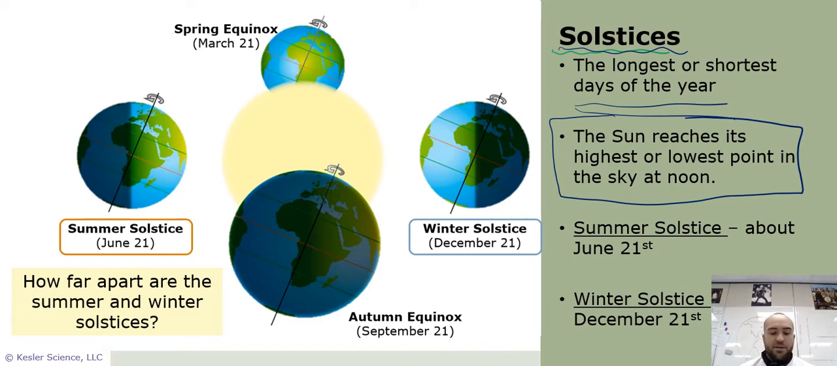So we're talking about the solstices right now. So we could say that right now it's the longest or shortest day of the year. The sun reaches its highest or lowest point in the sky. And I would like you to write this down. We're talking about the northern hemisphere right now. The summer solstice, or start of summer, the longest day of the year, is always going to be June 21st. And the winter solstice is going to be December 21st.